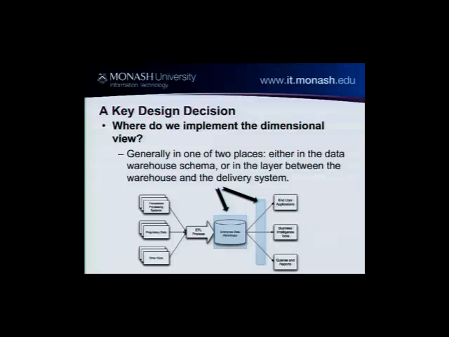If we implement it here in the warehouse itself, then the mapping occurs during the ETL process because the source systems are typically in third normal form ER. So we have to map the source systems to a dimensional structure if we're implementing it here.